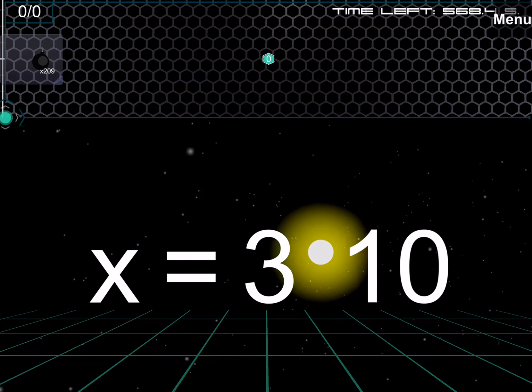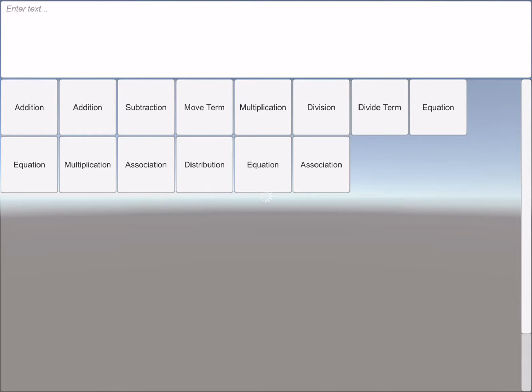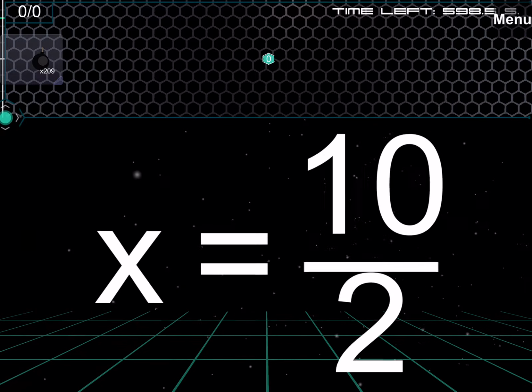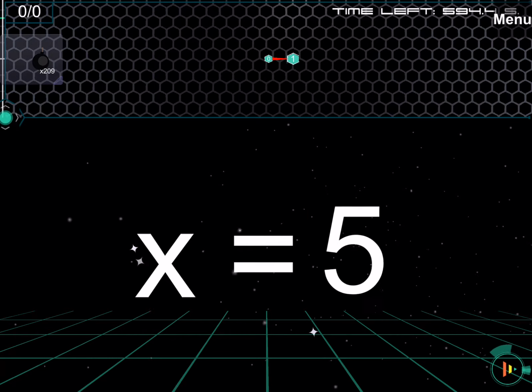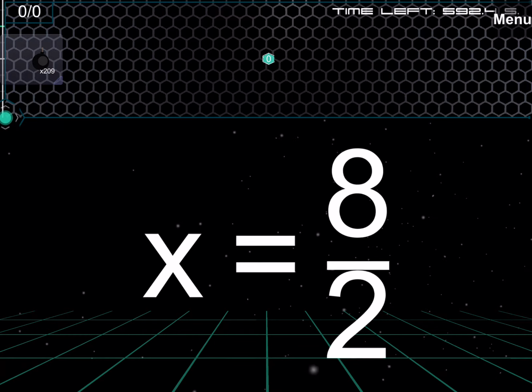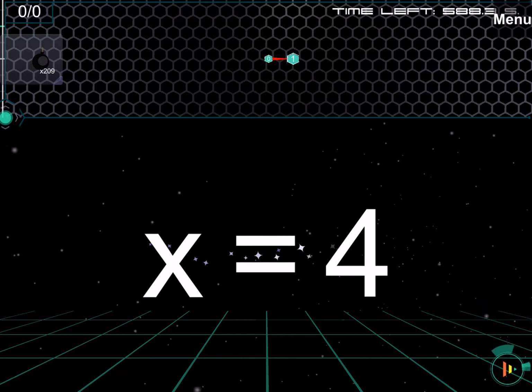Just drag on this multiplication sign, upward and release. And for division, the idea is similar. Drag on this fraction bar, upward and release. Okay, one more time. Drag on the fraction bar, upward and release.